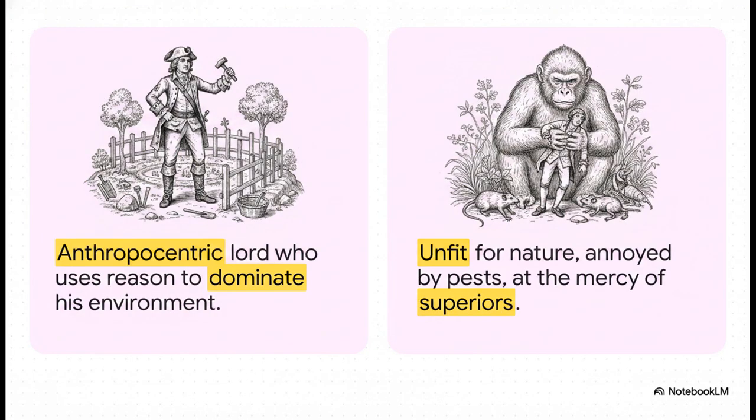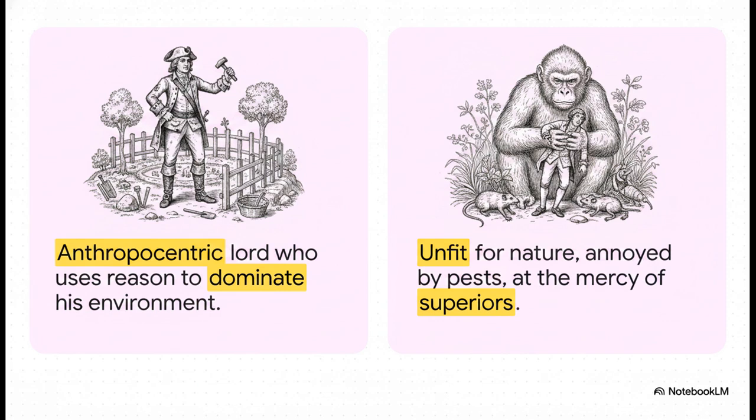Defoe's Crusoe is what you'd call an anthropocentric hero. He literally believes man is at the center of the world. He acts as the undisputed lord and owner of his island, using his rational will to totally dominate his environment and basically recreate the society he left behind.